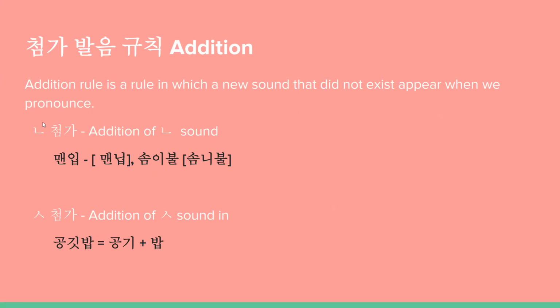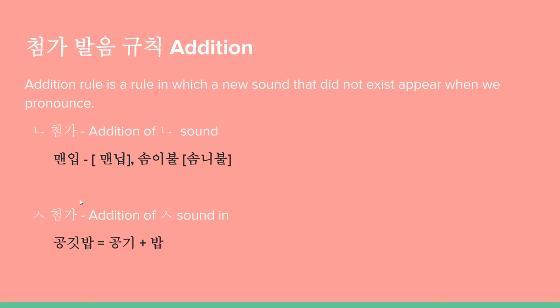That's 니은 첨가. So it means you add 니은 sound when you pronounce. Addition of 니은 sound. For example, let's take this word 맨입. We write 맨입, but we pronounce it differently. As you can see, we don't write two 니은, right? But we just pronounce as if there are two 니은 here.